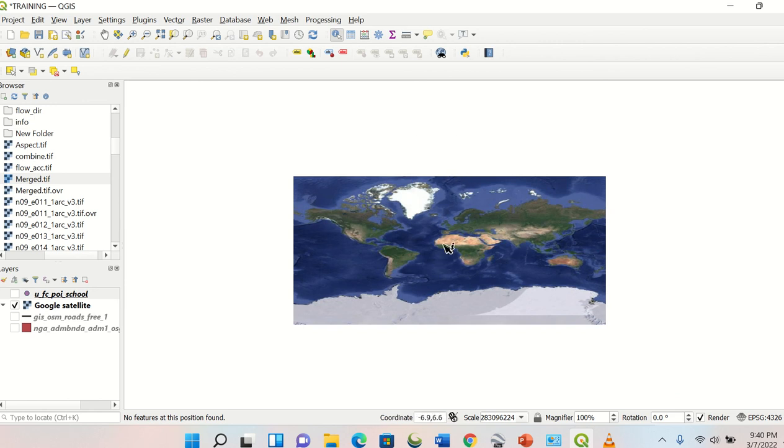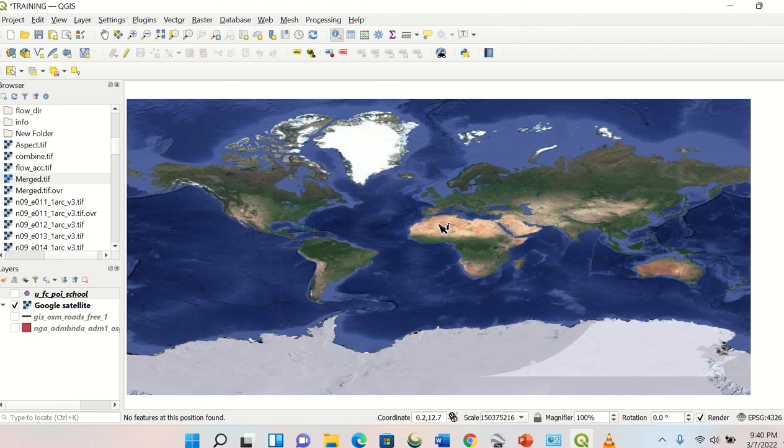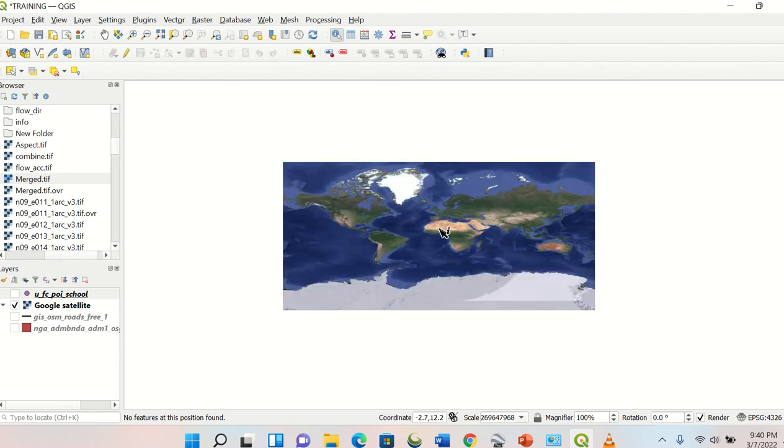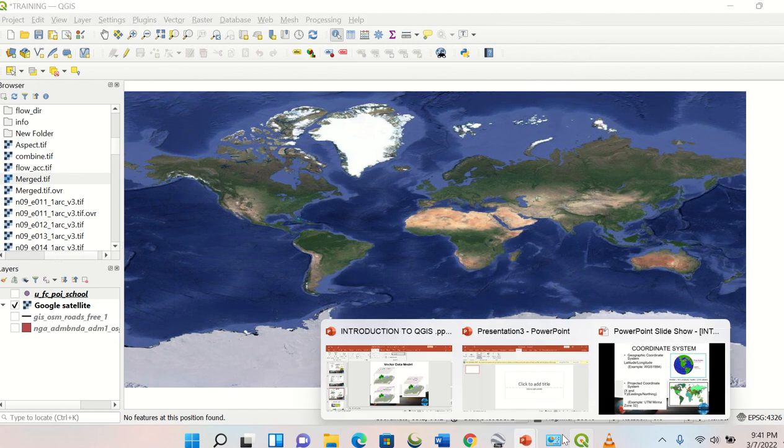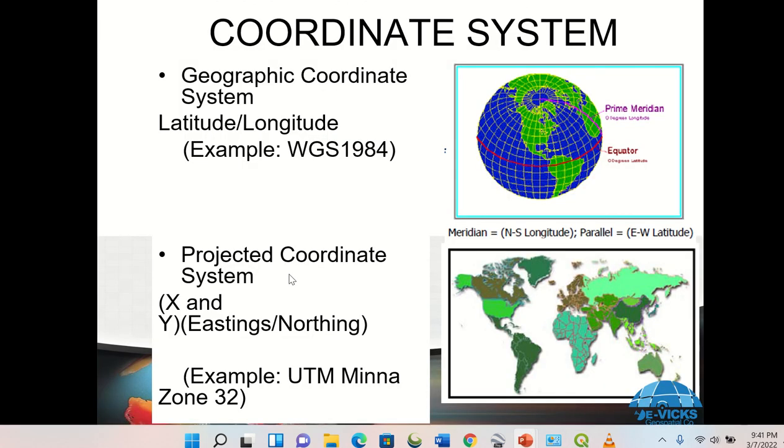There are different methods of conversion, and we will not go into detail about them. We just want to introduce you to GIS and to tell you that we have the geographic coordinate system and the projected coordinate system, and what each of them is all about.